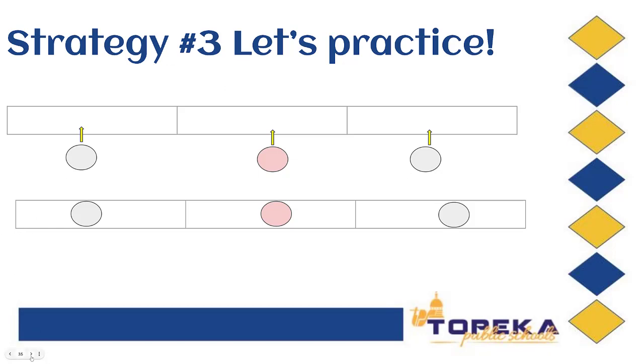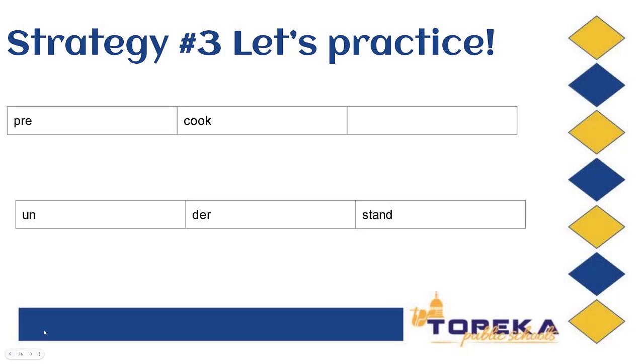Now let's look at what it might look like with a word if we move to the phonics piece. If I look at the word precook, notice that I could put pre in the first box and cook in the second, so students know that the word has 2 syllables. And notice understand has 3 syllables, so I could place these here and have students blend the word together. Or I might just see the word understand and say 3 syllables. So this can also be applied to the phonics piece as well.